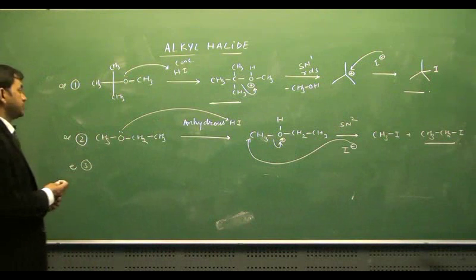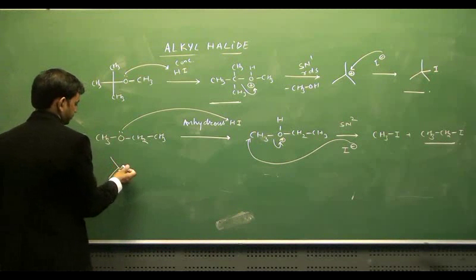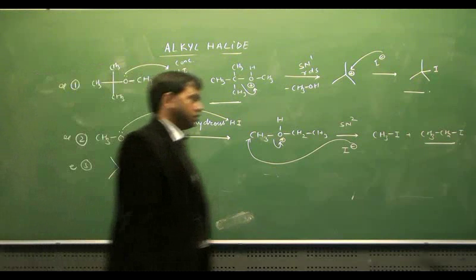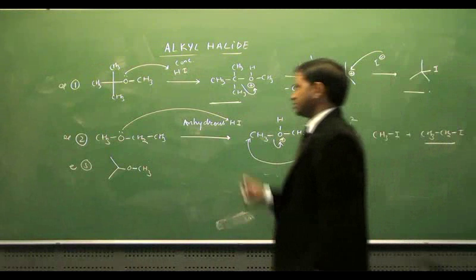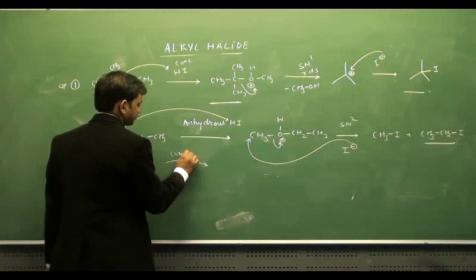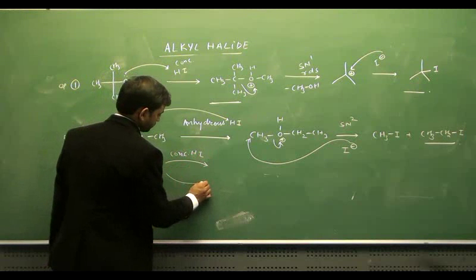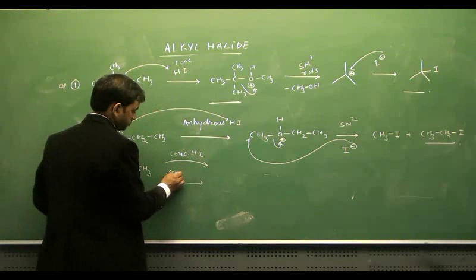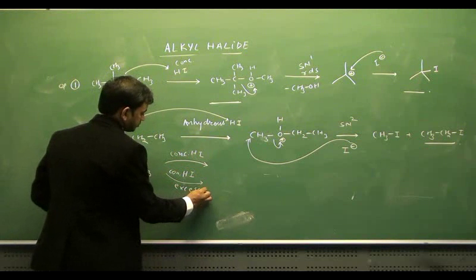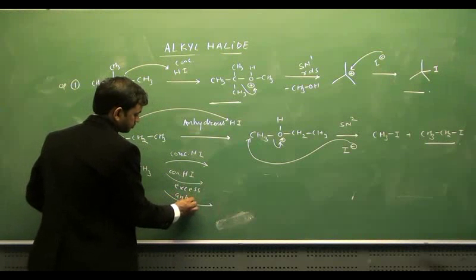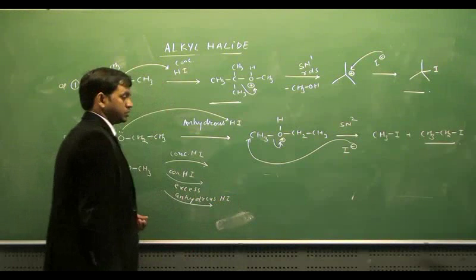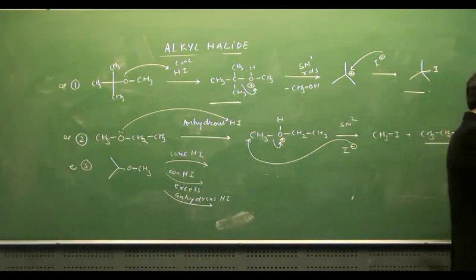Suppose this compound is given, and the reaction is with concentrated HI, HI in excess, concentrated HI in excess, if it is given in excess, and anhydrous HI. Let us see in this case what exactly we obtain.